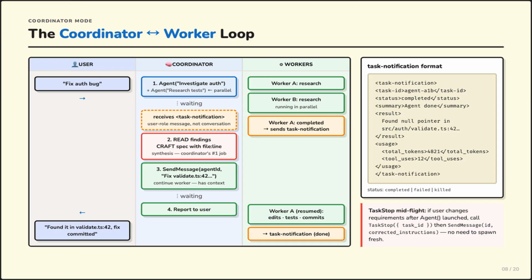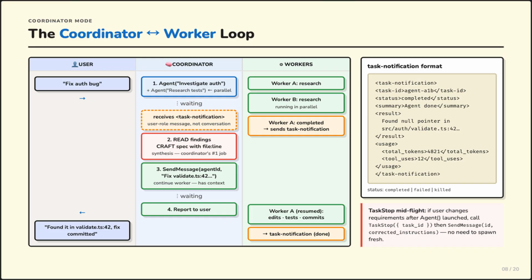Let's trace the coordinator loop. The user asks to fix a bug. The coordinator spawns 2 research workers in parallel, one investigating the bug location, one looking at test coverage. While they run, the coordinator waits. When a worker finishes, it sends a task notification as a user role message. The coordinator reads the findings, synthesizes them into a specific implementation spec with file paths and line numbers, and then continues that worker with send message. The worker edits files, runs tests, commits, and reports done.